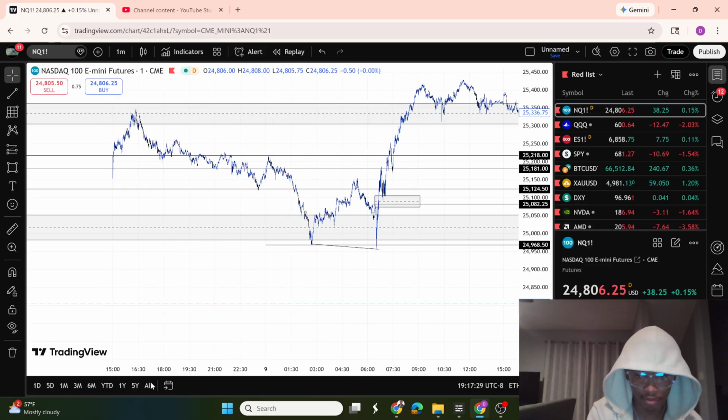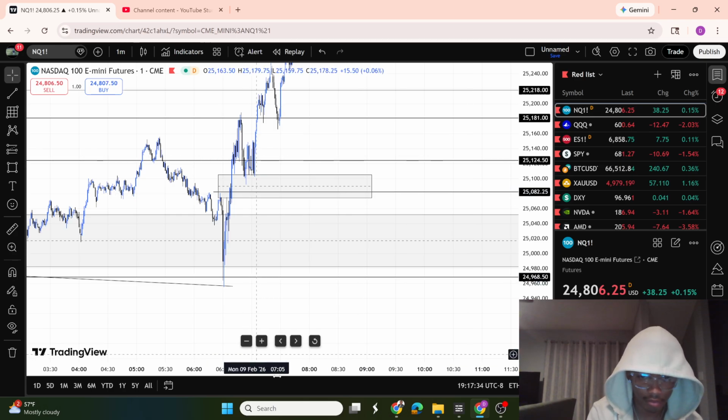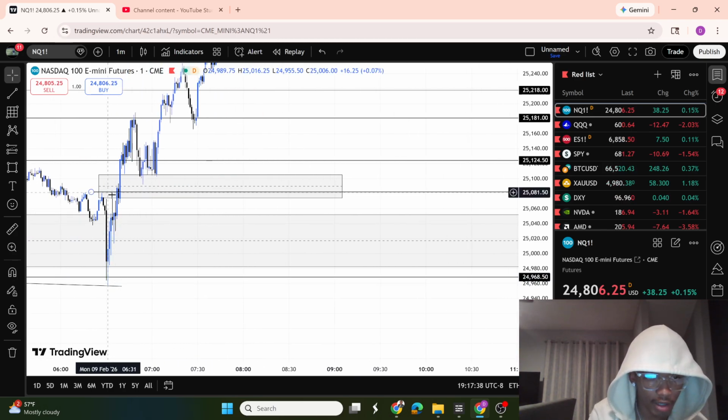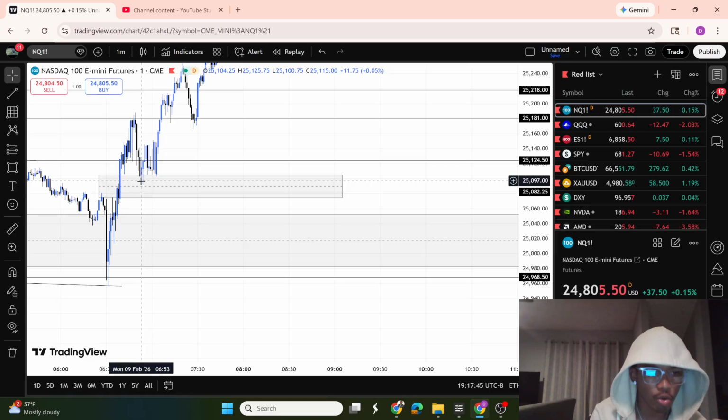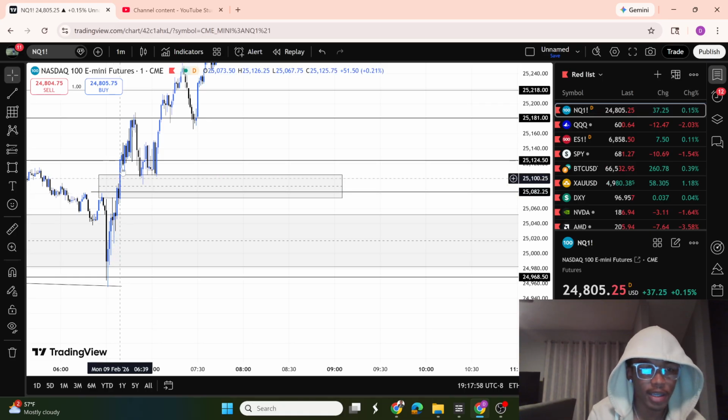Boom. You can either enter off this breaker structure, boom, or you can wait, because this right here is an aggressive entry, I'm not gonna lie. We didn't even, this is on the way forming that 5 minute candlestick that eventually turned into a breaker structure.